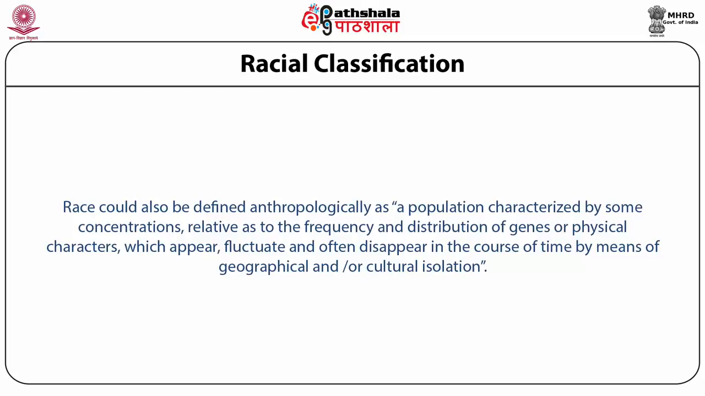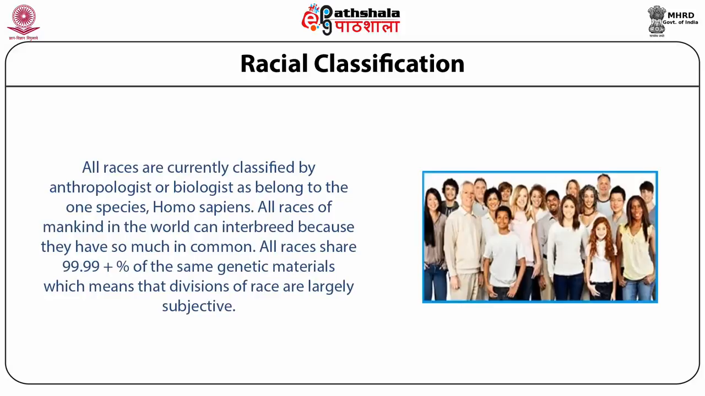All races are currently classified by anthropologists and biologists as belonging to one species, that is Homo sapiens. All races of mankind in the world can interbreed because they have so much in common. All races share 99.99 percent of the same genetic material, which means that divisions of race are largely subjective.